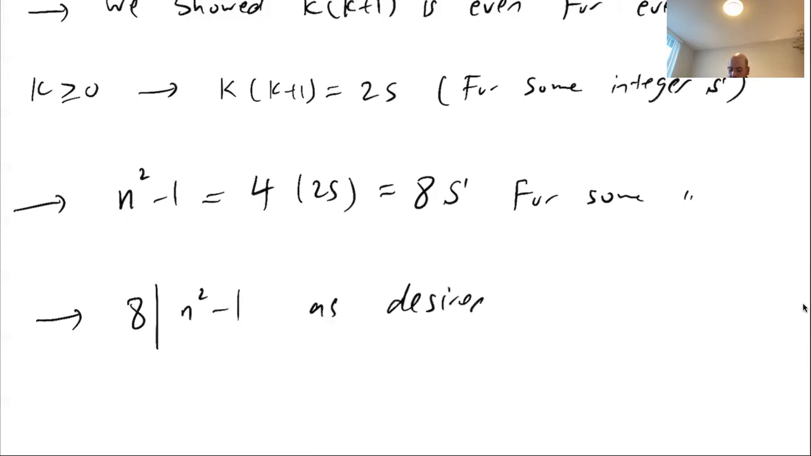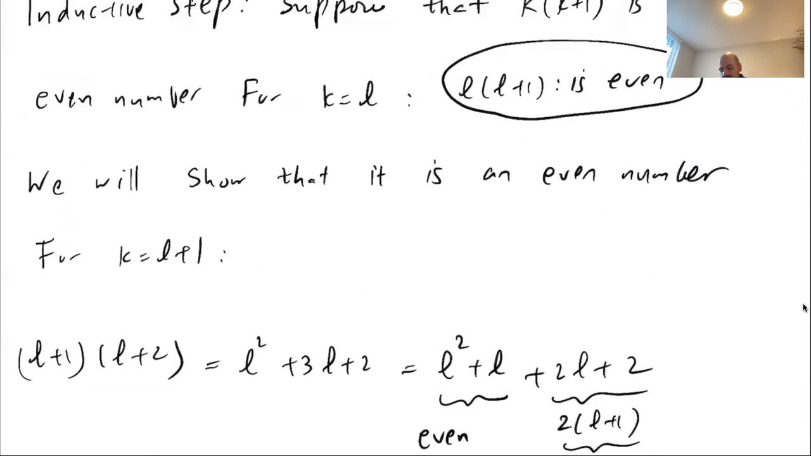So remember, our final goal was to show that n squared minus 1 is divisible by 8. So we wrote n squared minus 1 as a multiple of 8, which is what we needed to do.